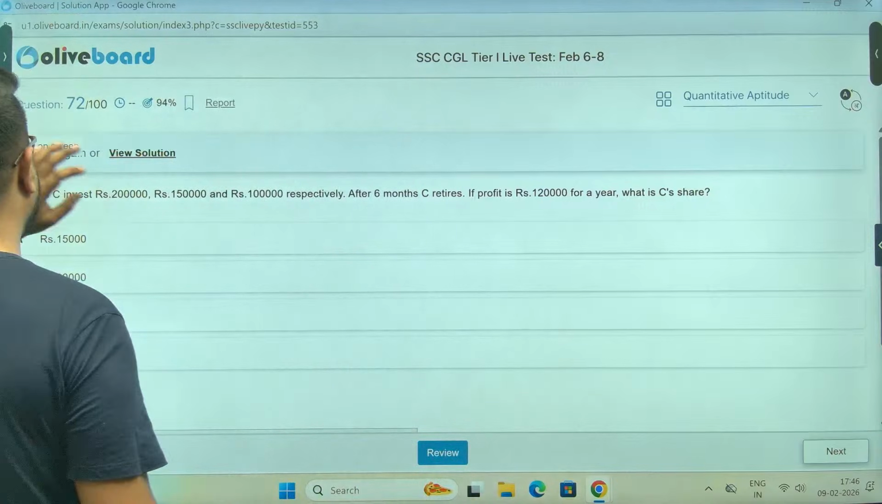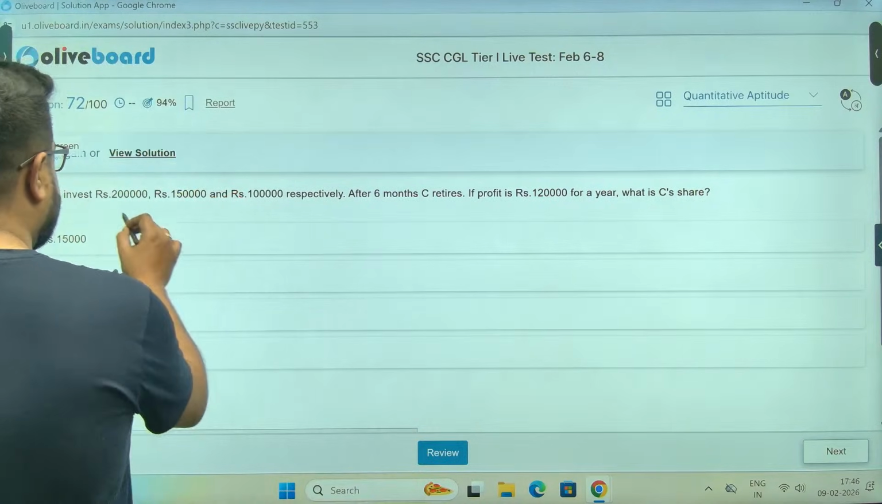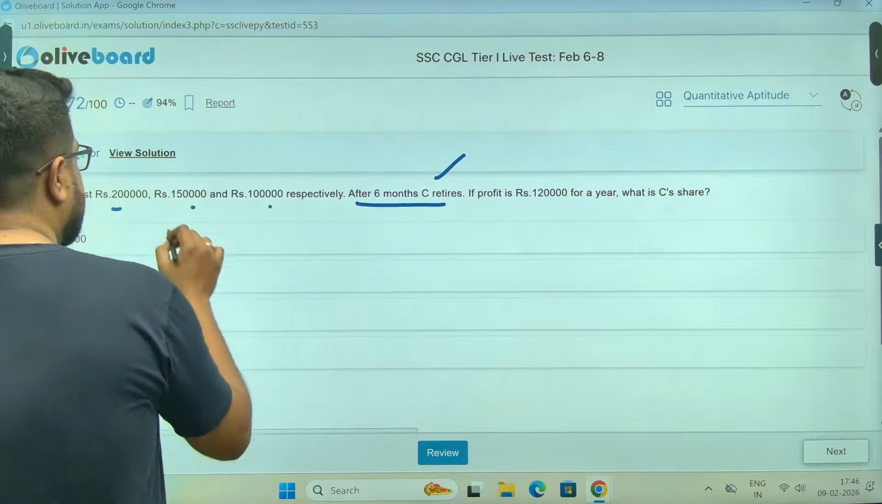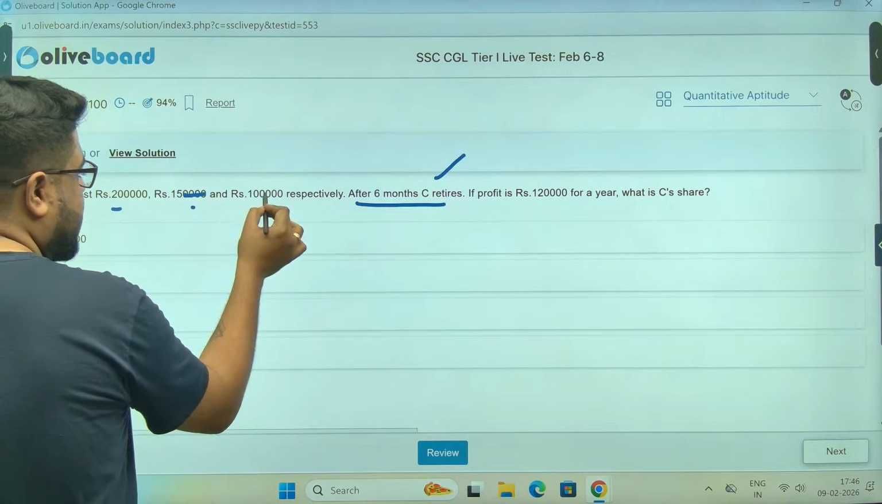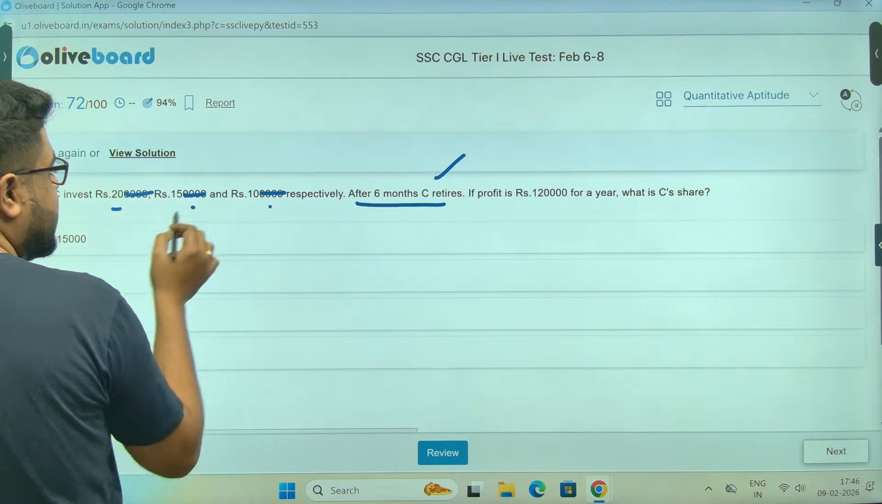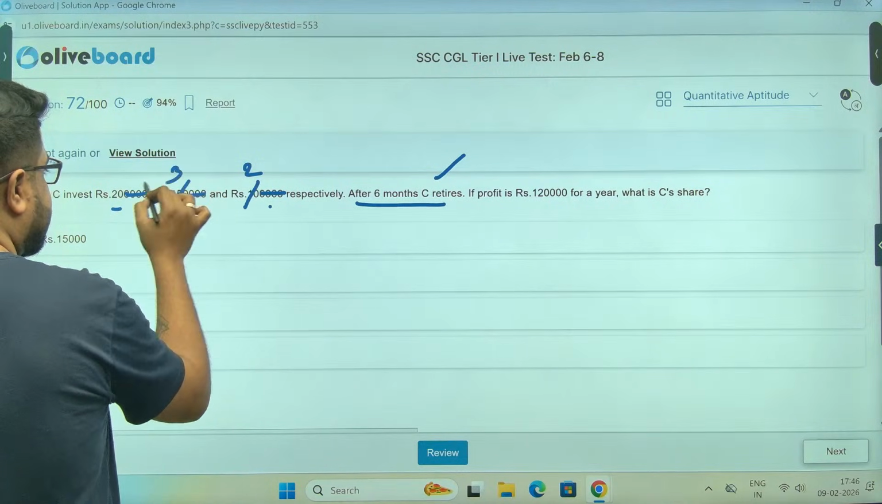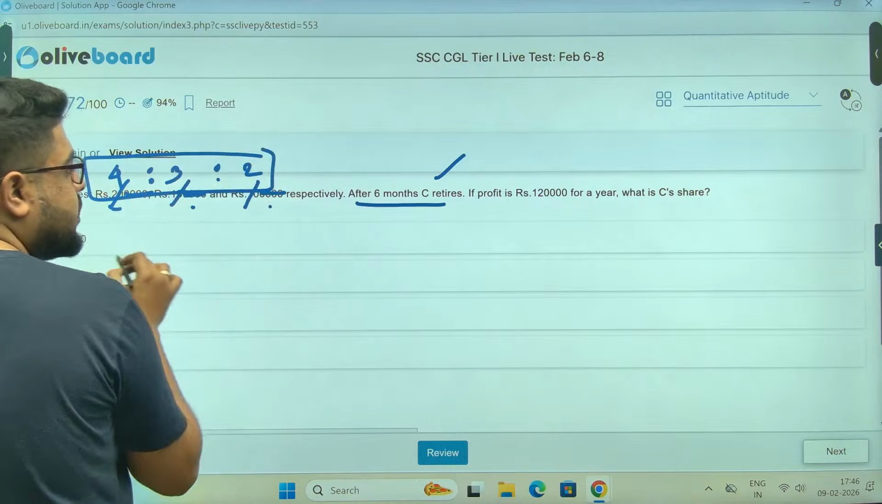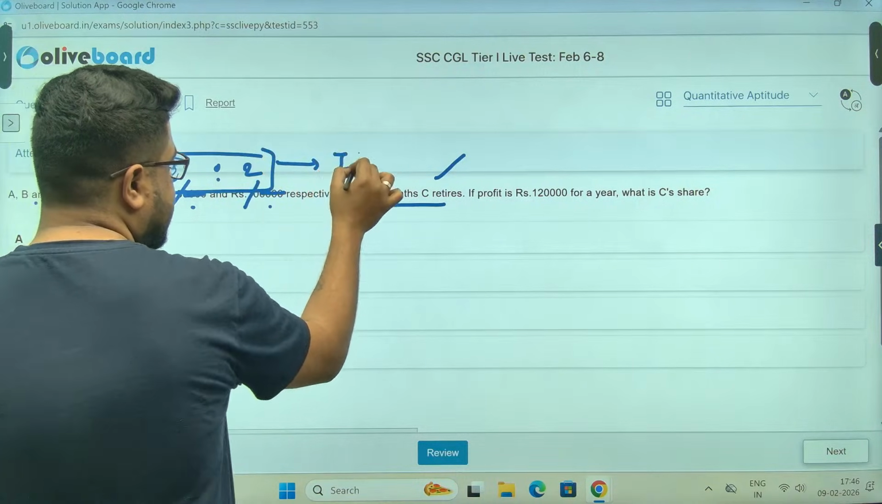Next one, please. Last 3-4 questions. This much, this much, this much. C retired after 6 months. So the ratio, sir: 4 zeros gone, 4 zeros gone, 4 zeros gone. 5 twos are this, 5 threes are this, 5 fours are this. Sir, this is the investment ratio.